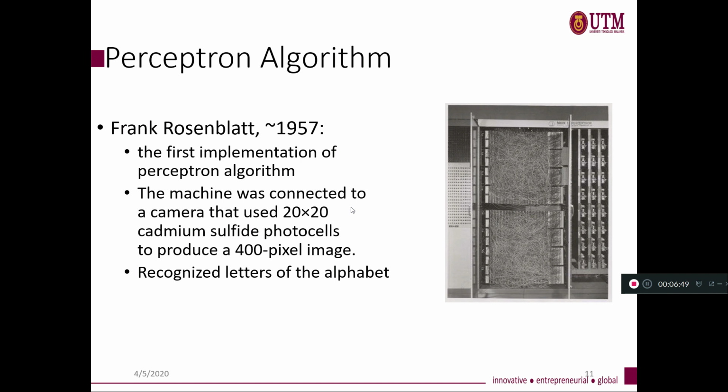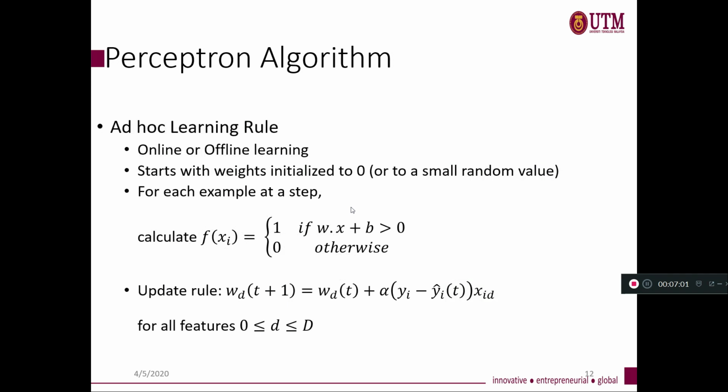In this case, ANN is a basic ANN where it can recognize this alphabet based on that alphabet image with the size of 20 times 20 pixels. So the perceptron algorithm is actually still a fundamental of neural network. Okay, that is how they do.